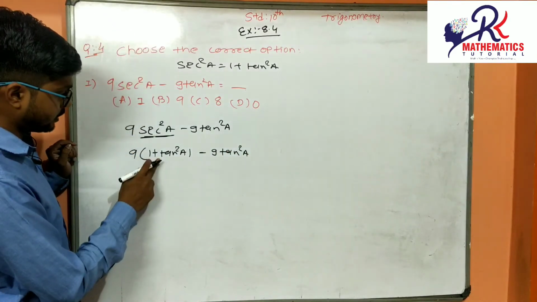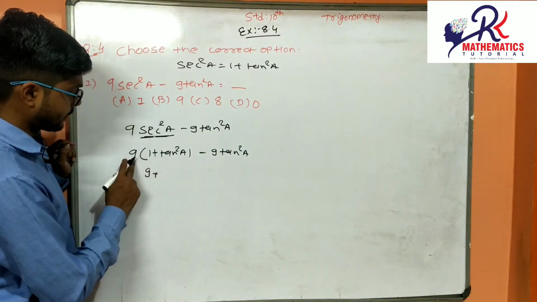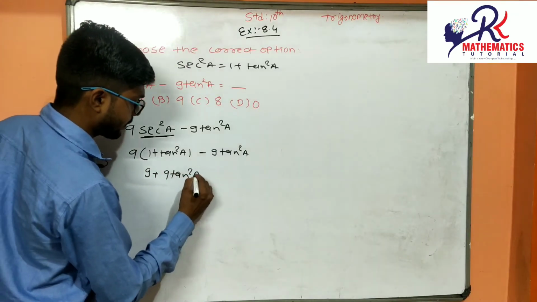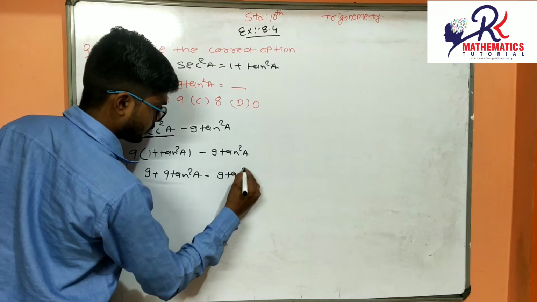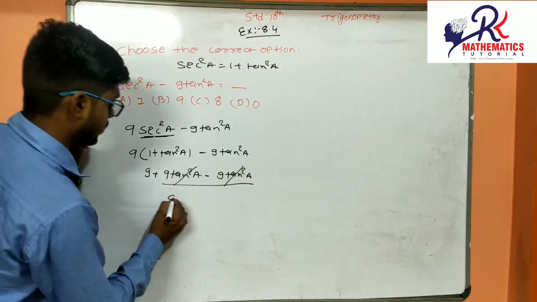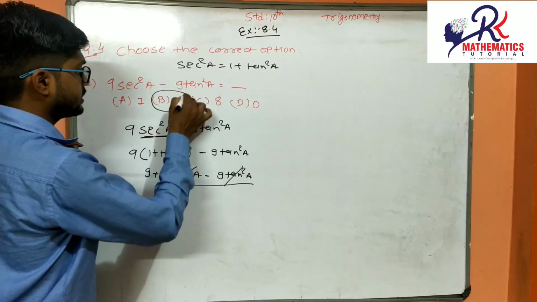Now multiplying 9 with both terms, 9 ones are 9, and this is 9 tan square A, minus 9 tan square A. Here both values are the same with opposite signs, so the answer will be only 9. So here option B is correct.